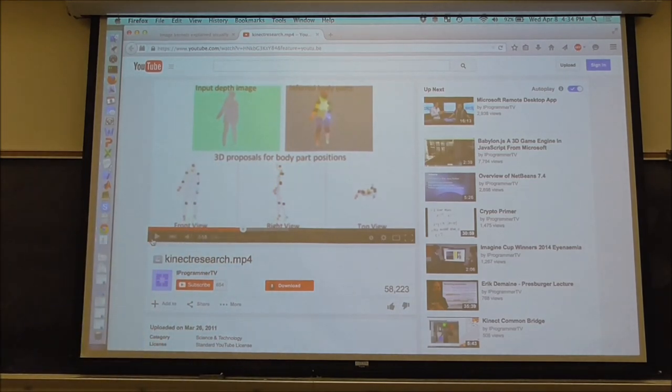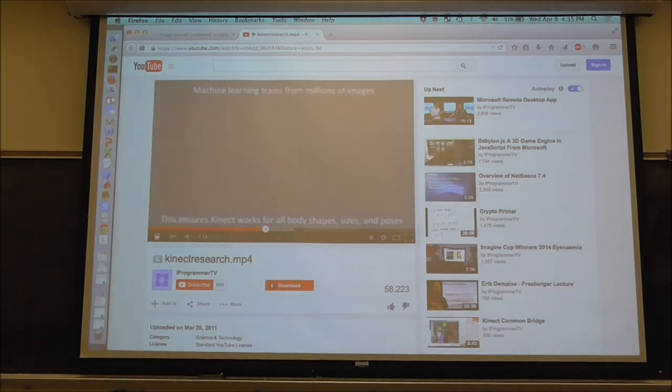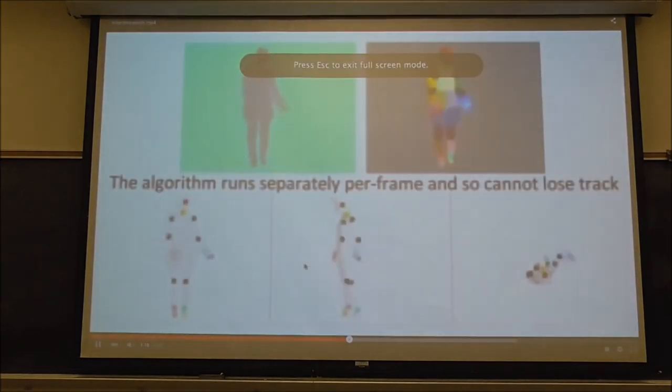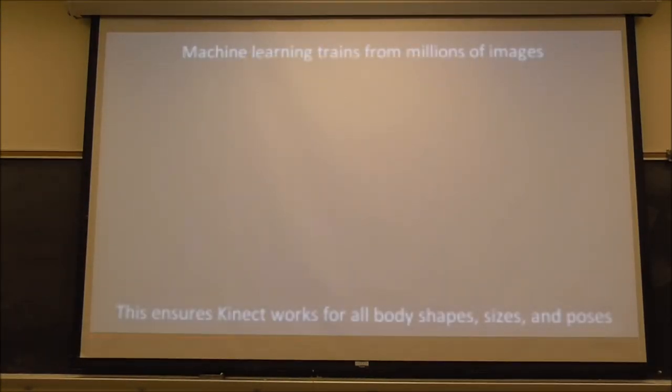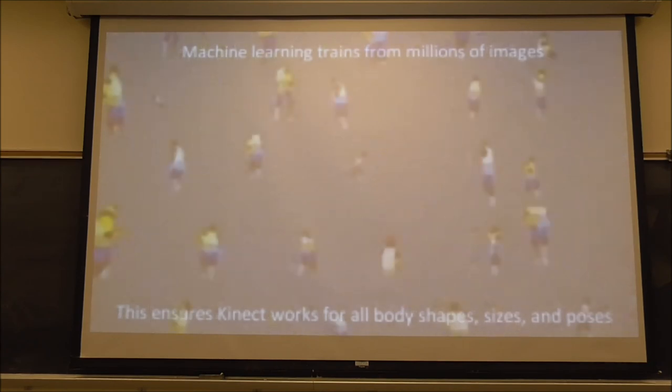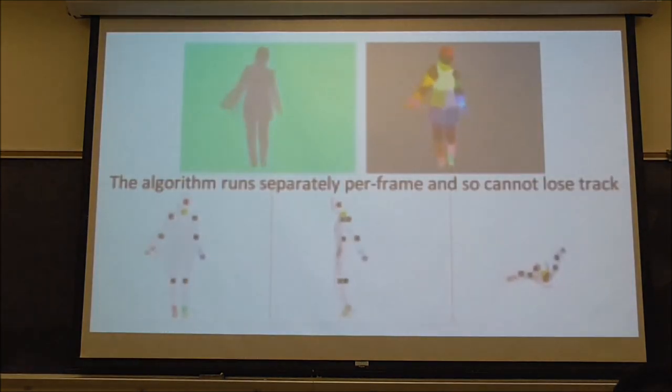And the algorithm underneath this is really a large ensemble of decision trees, where at each leaf node you're trying to predict. And this is learned from a really, really large collection of data. So all of these images are ground truth images. Right? All you see are blurry pixels, but if you zoom in, each one of those is ground truth.